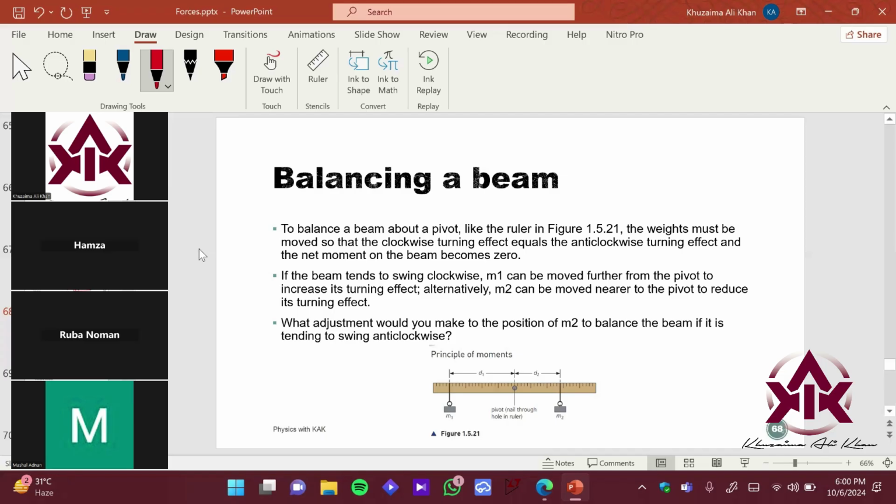Okay, I got the picture from Ruba. Ruba is able to balance the pen, and I got the snap over here, and also over here, Mashal also. Okay, so Hamza, send it quickly.